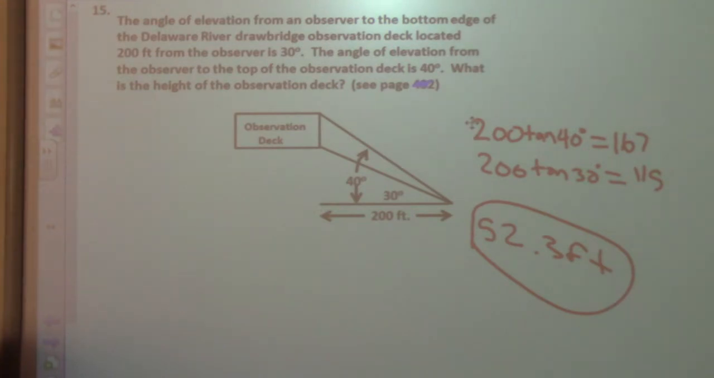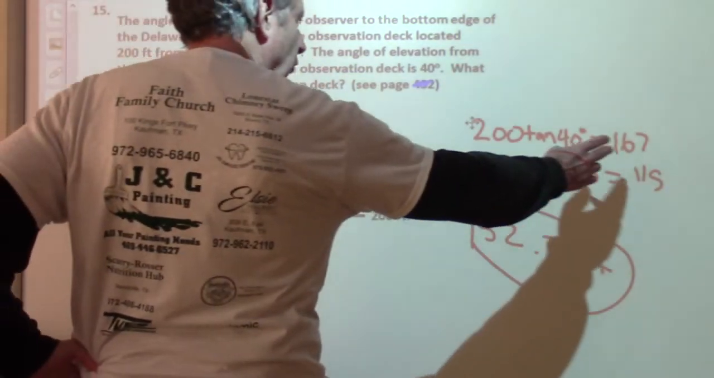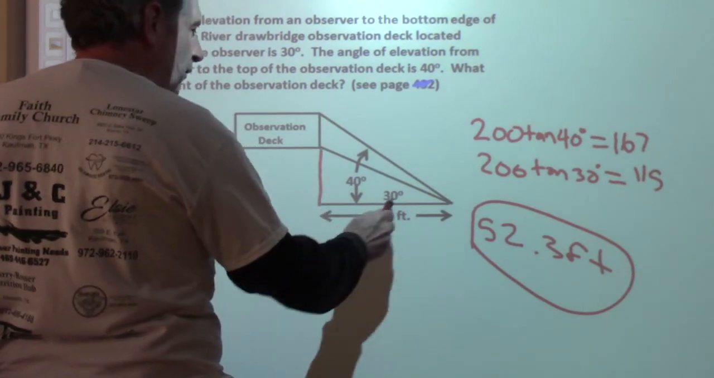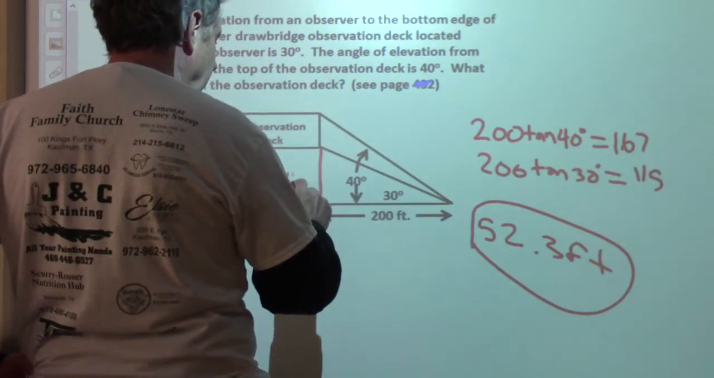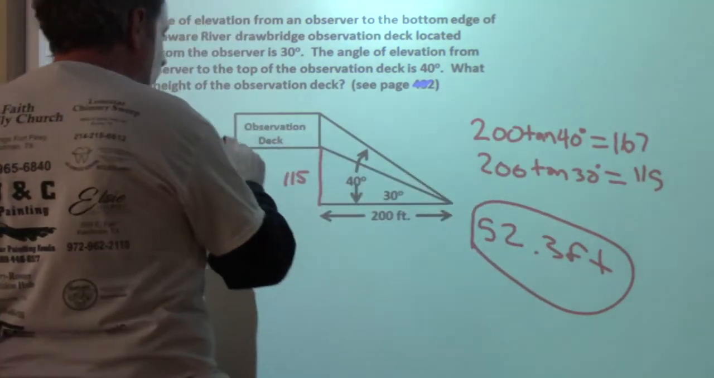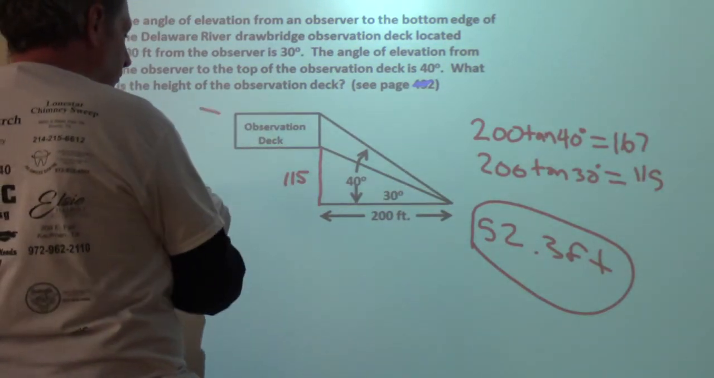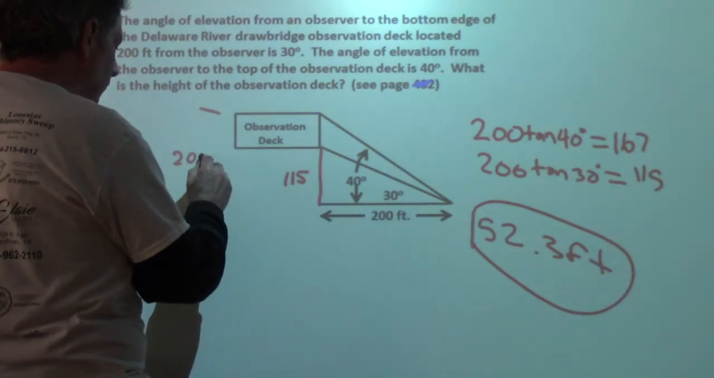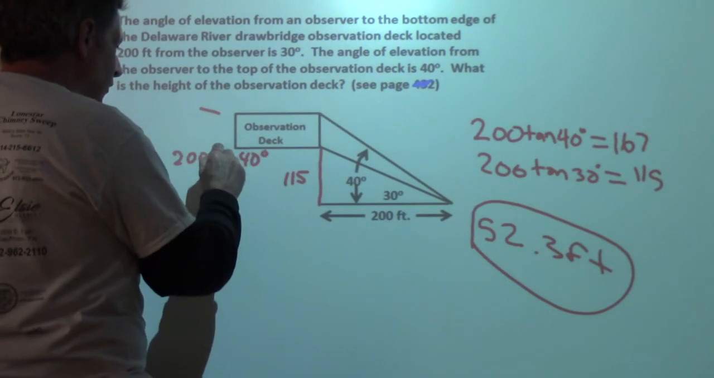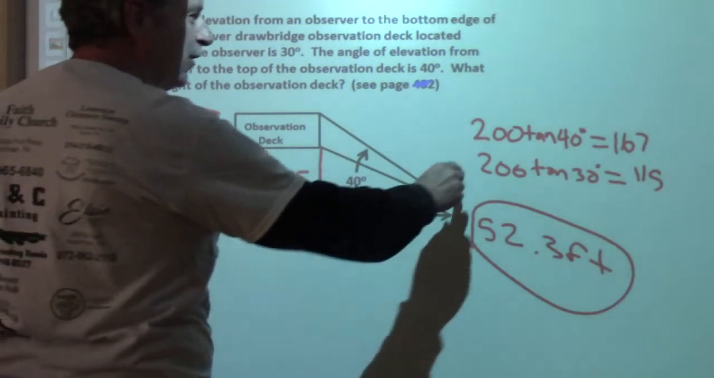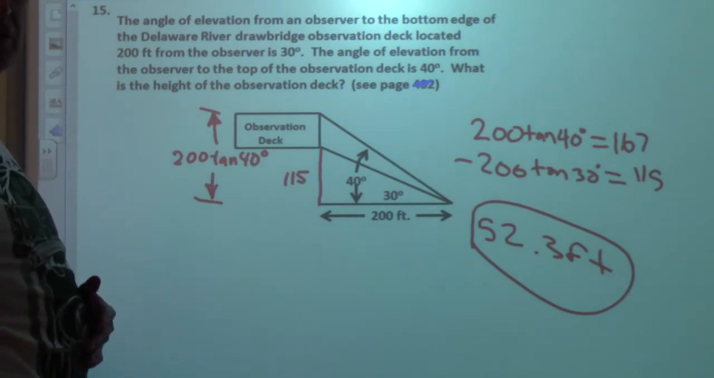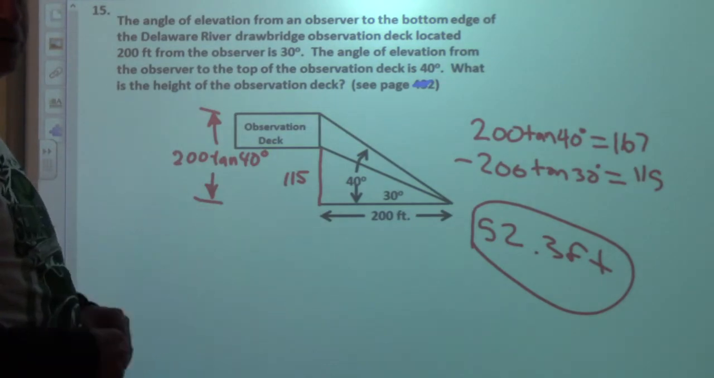Wait. You subtract from 167: 200 tangent 40 minus 200 tangent 30. That's what it is, because you have two triangles here. You got this triangle here, and this one here is going to be approximately 115, and this one right here is going to be 200 tangent 40 degrees. So what you have is 200 tangent 40 degrees minus 200 tangent 30 degrees, and you get approximately 52.3 feet, is that right? Yes. Okay. So two triangles essentially is how you do this. Okay?